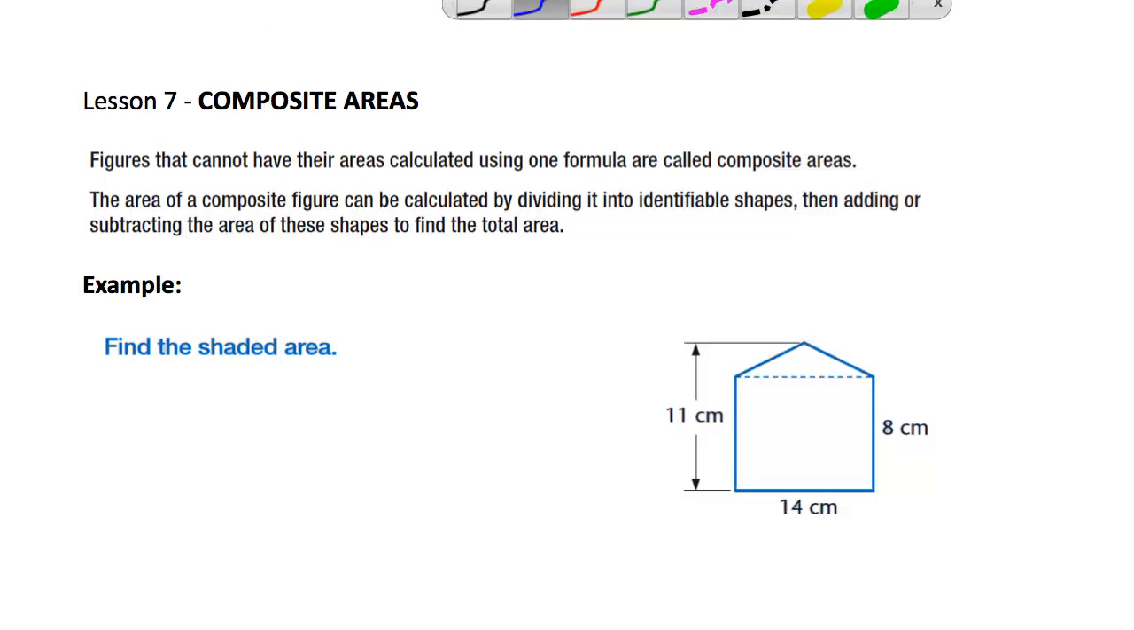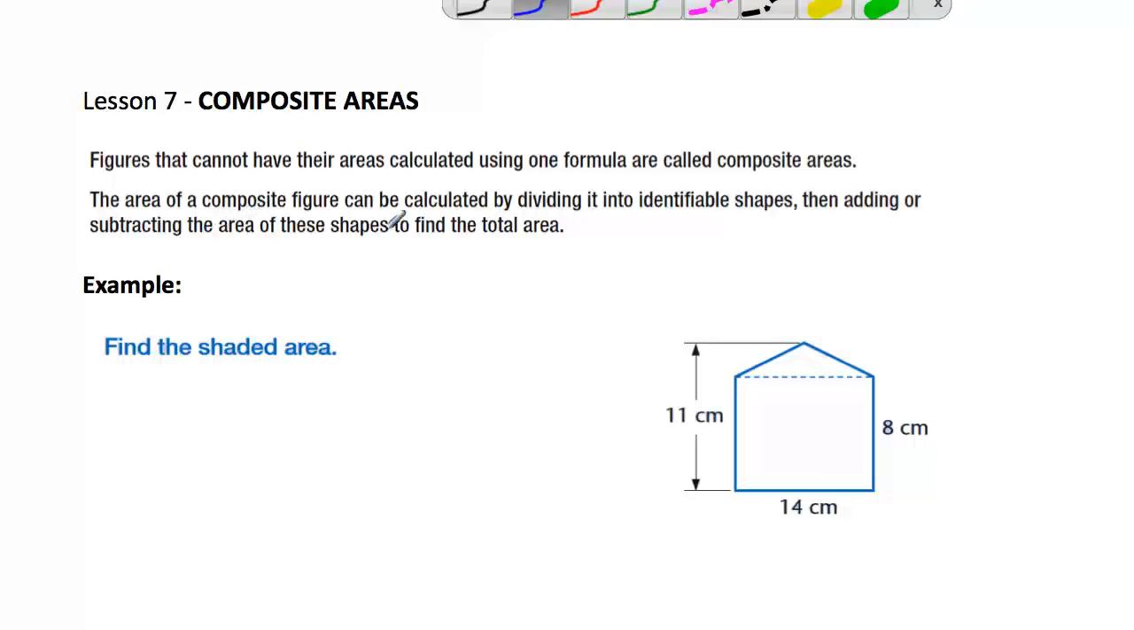In this lesson, we're going to have a look at how to work out composite areas. Now, there's a couple of things that you need to notice. The first is that figures that cannot have their areas calculated using one formula only, such as a triangle on its own or a square on its own, when they're joined together and you need to use more than one formula, we call it composite areas.